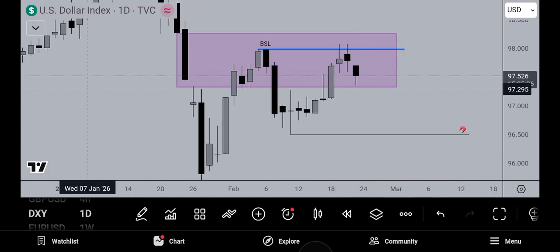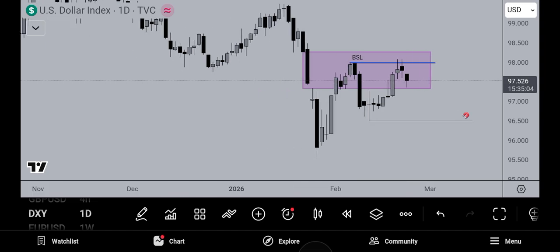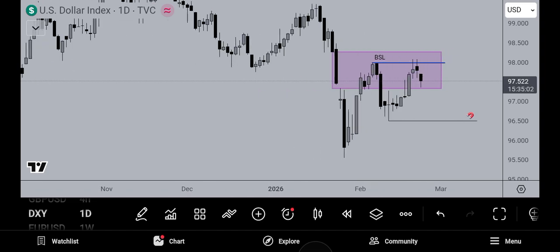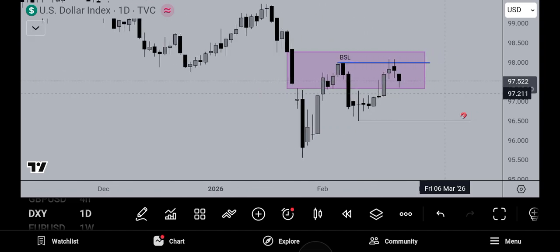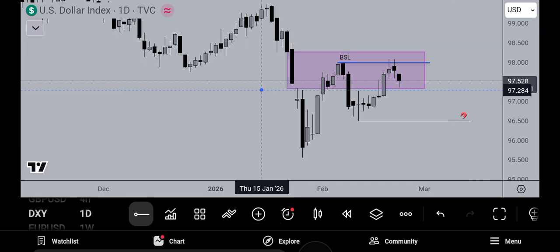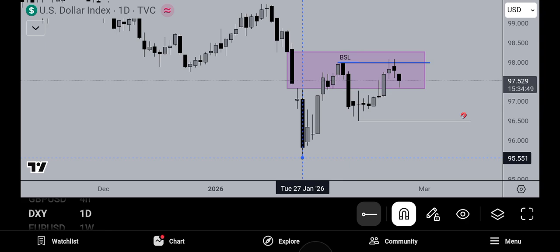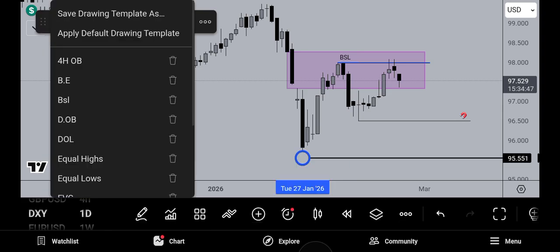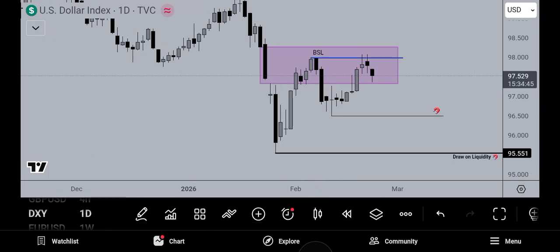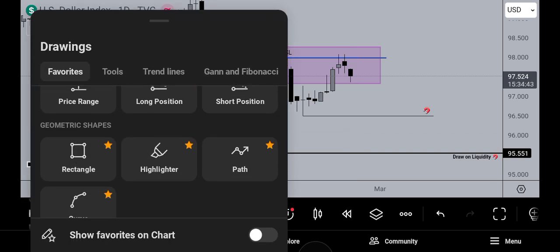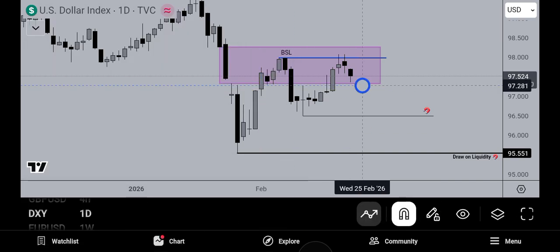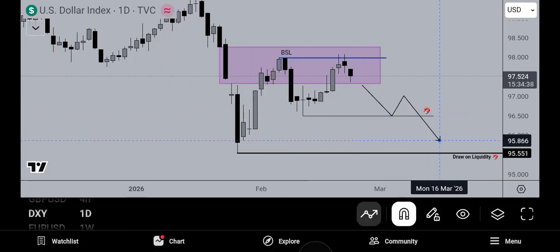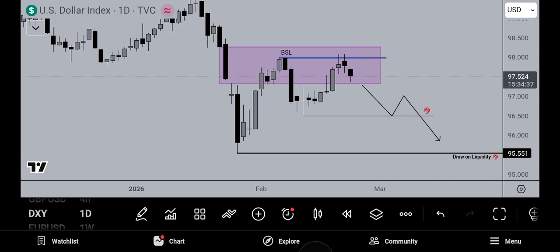on liquidity. However, because we are bearish, and if this fair value gap is to hold, following our internal range liquidity to external range liquidity, the next major external range liquidity is this low. So this is what we see here on DXY. So DXY to me is bearish.